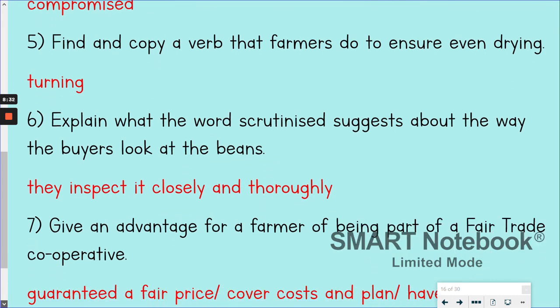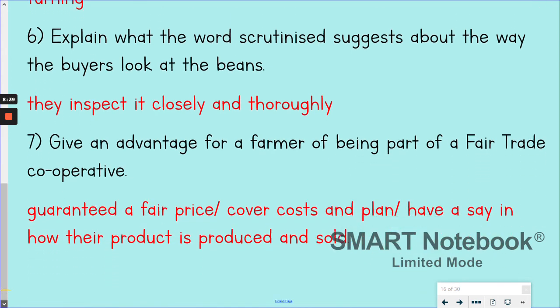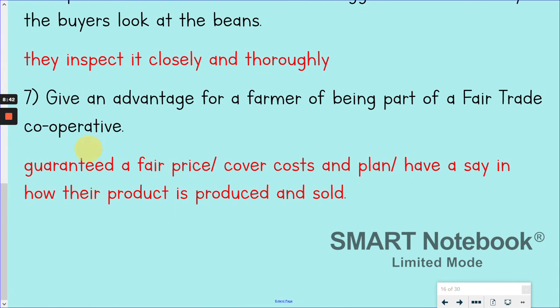The word scrutinised suggests that they looked closely and thoroughly at the beans. And the advantages that you could have had for the farmer were that they're guaranteed a fair price for their beans, that they can always ensure they cover their costs and can plan for the future, or that they can have a say in how their product is produced and sold. Just one of those 3.